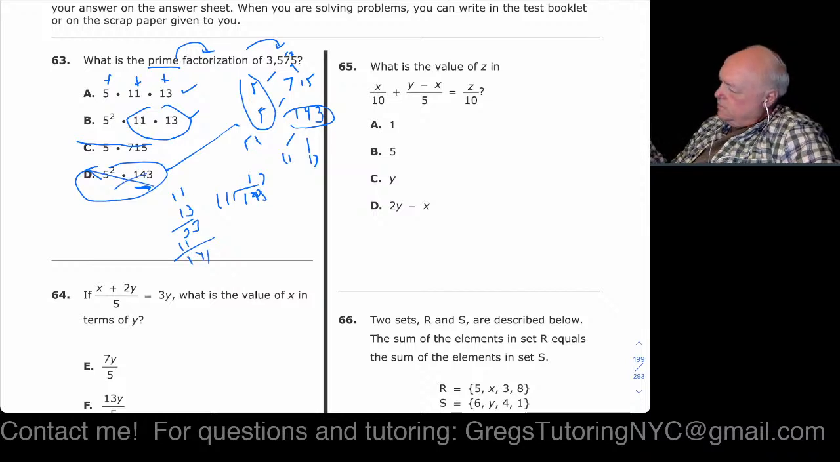63. Where is this thing here? 63 is B, right? Okay, so that's your prime factorization.